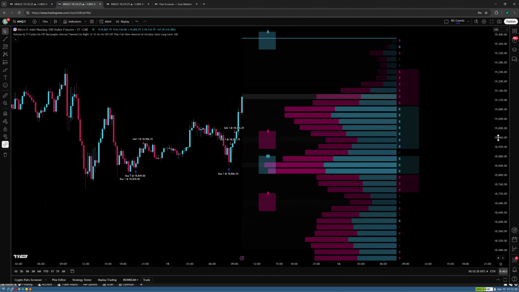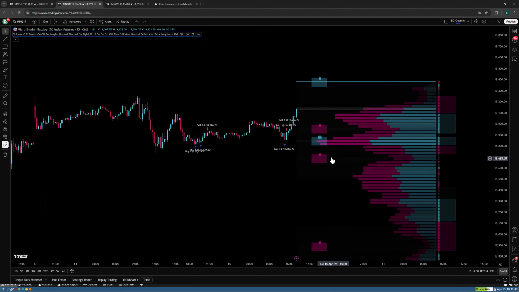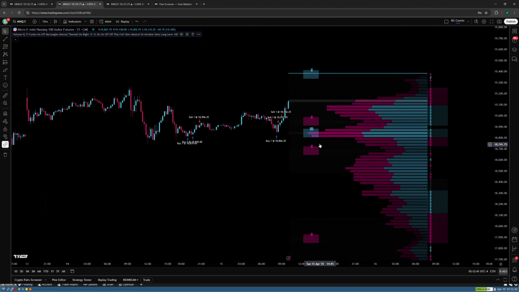So let me make it a little bit smaller. This is the same chart we were looking at before, 15-minute MNQ. And in Volume IQ here on the right, we can see this big double block zone. That's the zone of control where there's the most volume, basically the most important area on the chart.